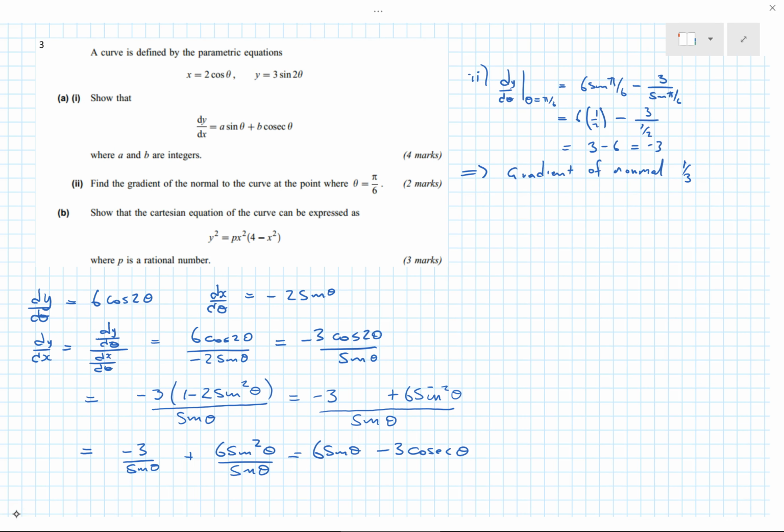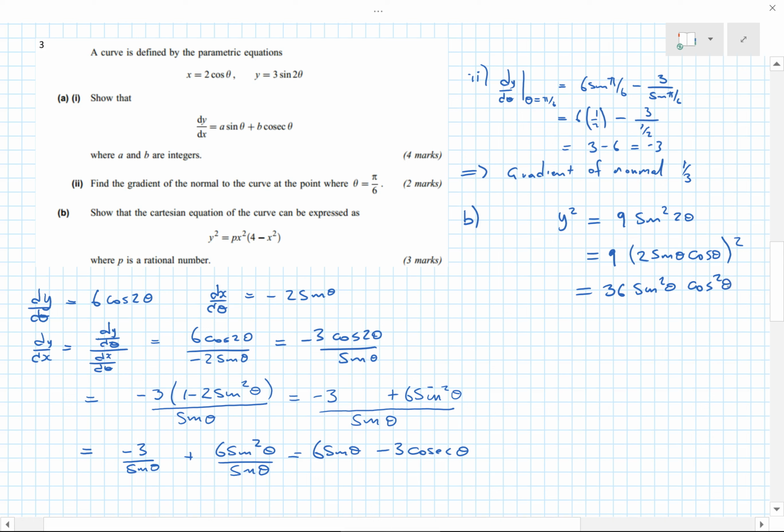Okay, on this part, it seems to me that because we've got a y squared, it may be a good idea to square our expression for y and work with that. A lot of people did that. So we've got y squared is equal to 9 sine squared 2 theta, and that equals 9 times 2 sine theta cos theta, squared, using the double angle formula. So that equals 2 squared, which is 4. So that's 36 sine squared theta cos squared theta.